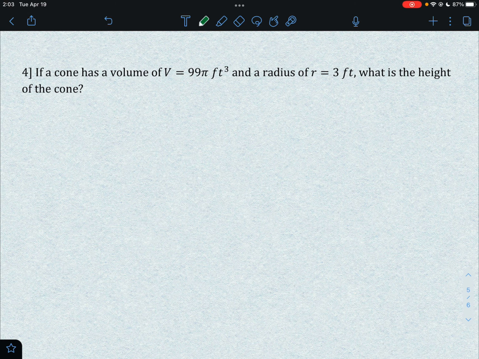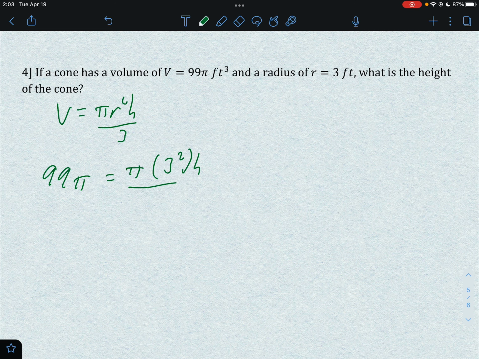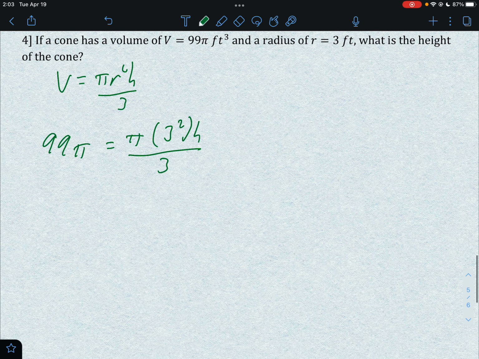Number 4, if a cone has a volume of 99 pi and a radius of 3, what's the height? Same formula, pi r squared h over 3. The volume is 99 pi. The radius is 3. All right, so first I'm going to simplify that 3 squared. So we have 99 pi equals 9 pi h over 3.